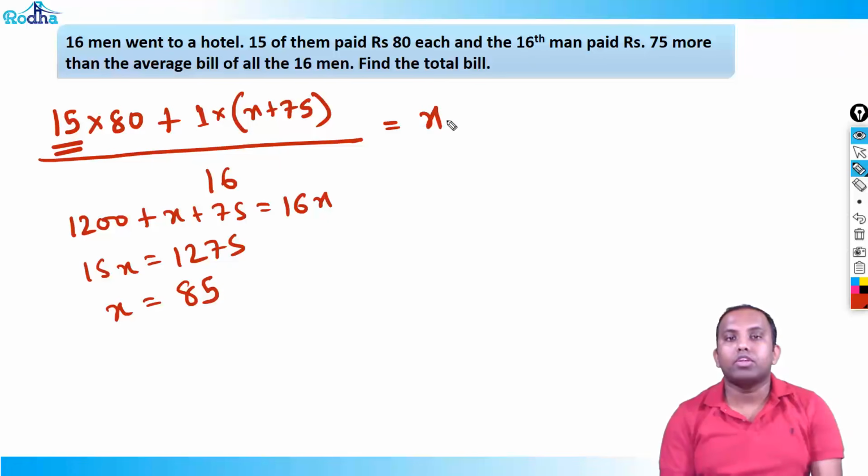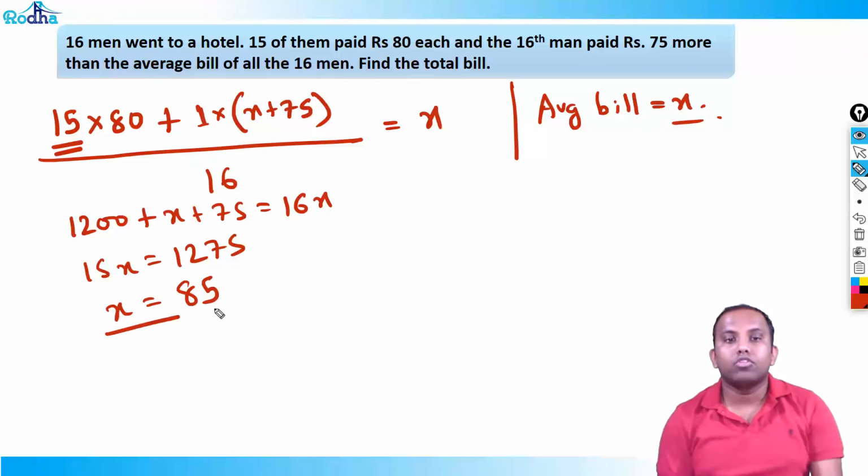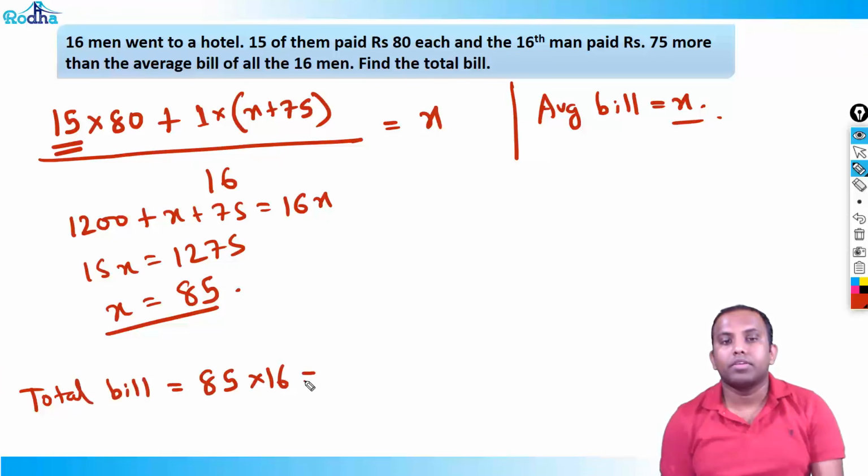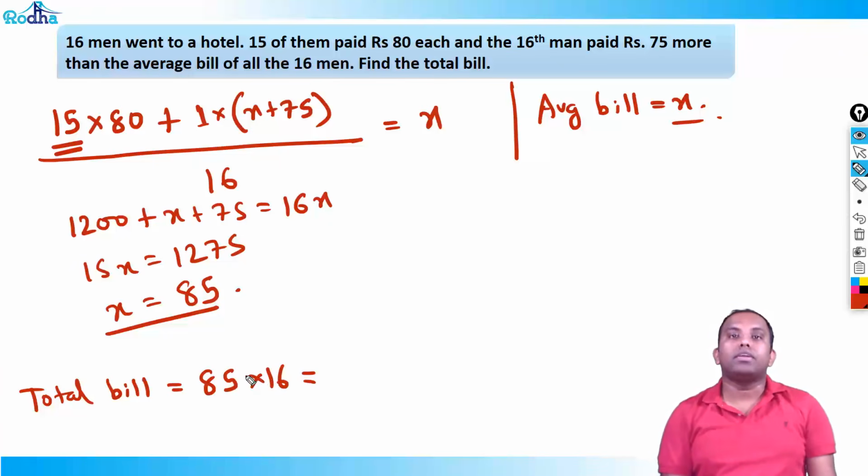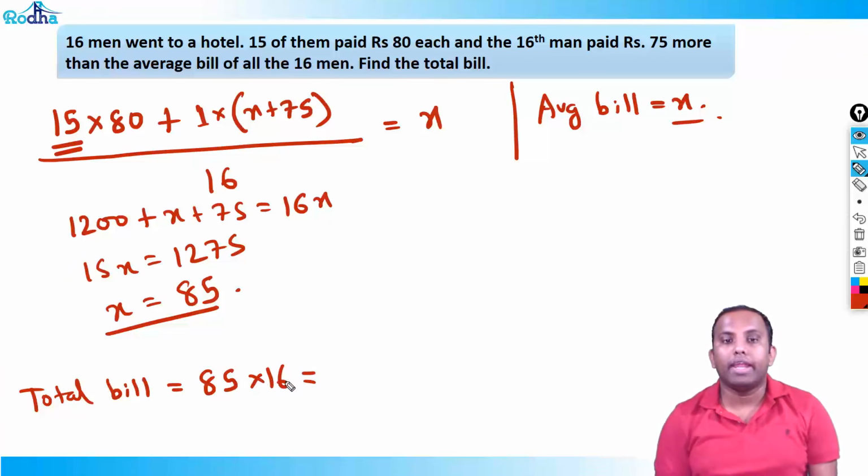That means the average of the group, which I assumed to be X, is 85. So if the average is 85, find the total bill. That's 16 people, so the total bill is 85 into 16. 85 into 10 is 850, and 85 into 6 is 510. 850 plus 510 is 1360. 1360 is the answer.